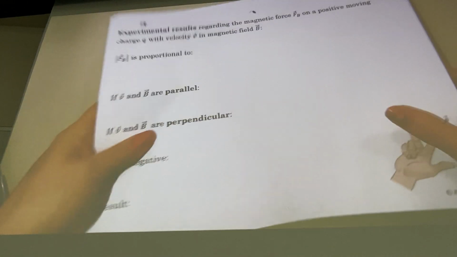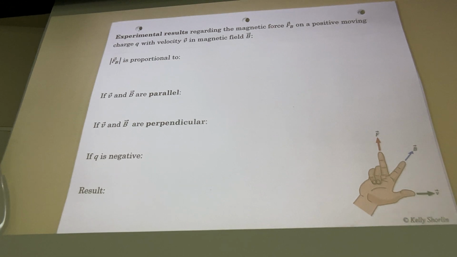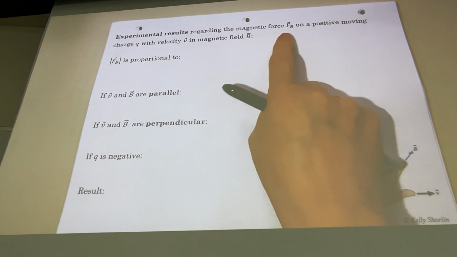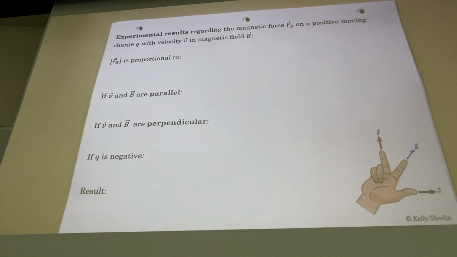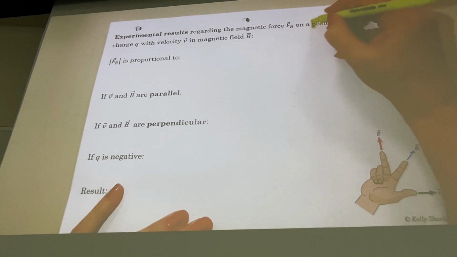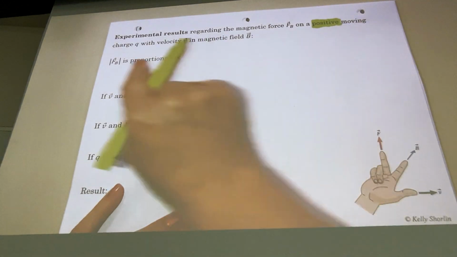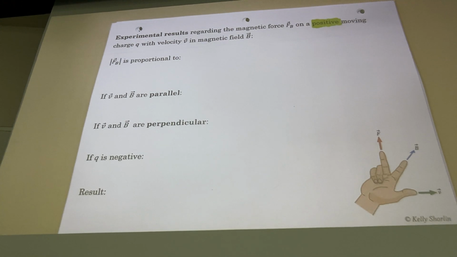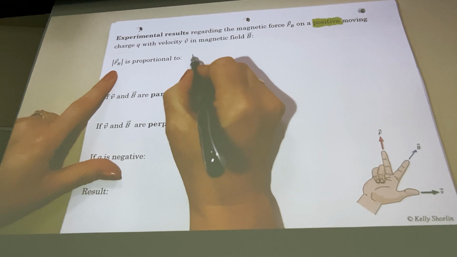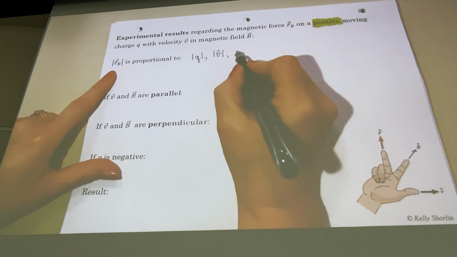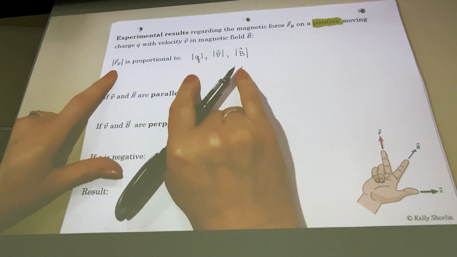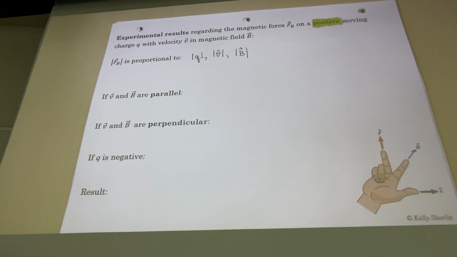So when we do some experiments on charges in magnetic fields, we can find the magnetic force on a positive moving charge. So we'll start our discussion with a positive charge. If it's moving with velocity v in a magnetic field, the first thing we notice is that the size of the force is proportional to the size of the charge, how fast it's going, and the size of the magnetic field. All of these things are important. If we increase the charge, the speed, or the field, we will increase the force.